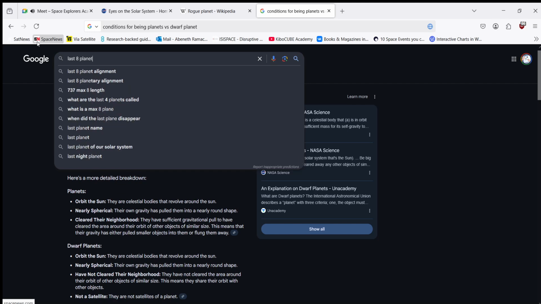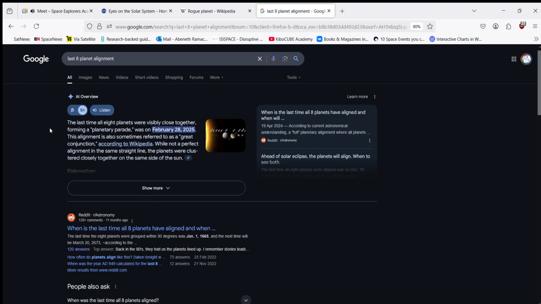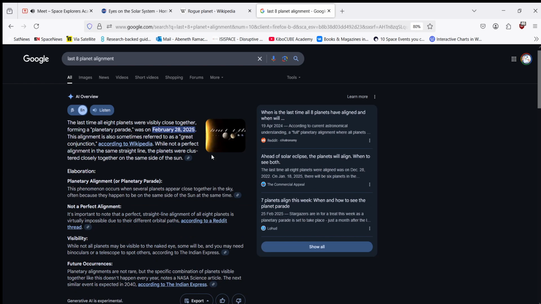Next question is, is eclipse dangerous for Earth. Last time all 8 planets were visibly close together forming a planetary parade was on February 28, 2025. Okay, that is very new to me.